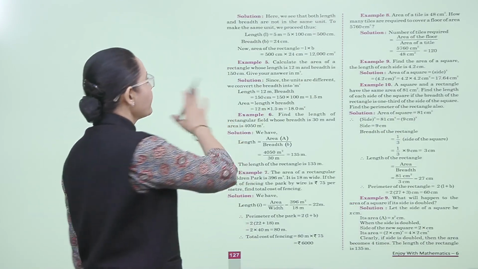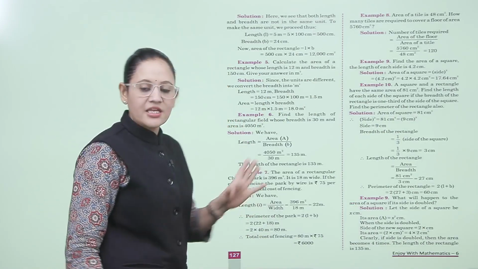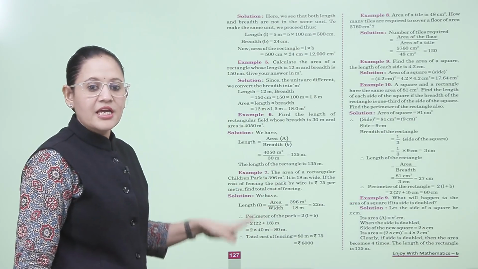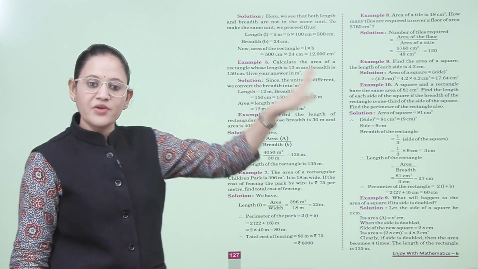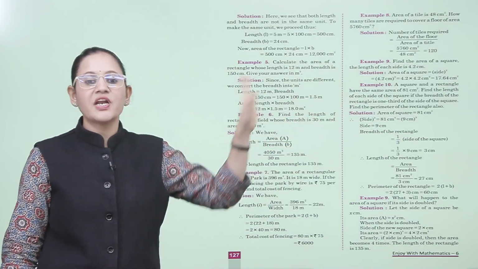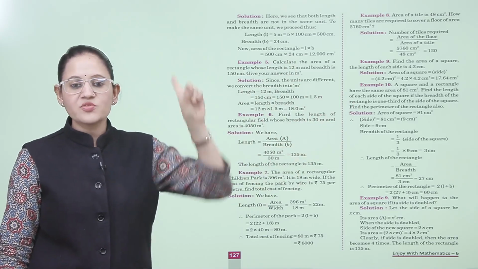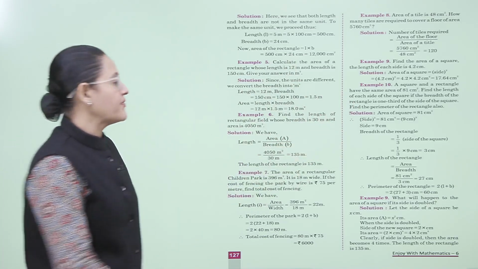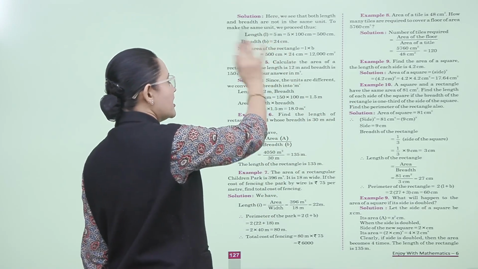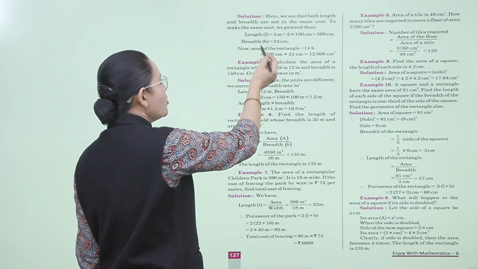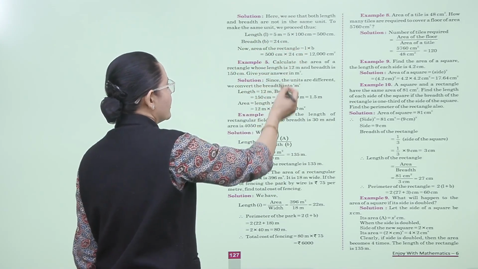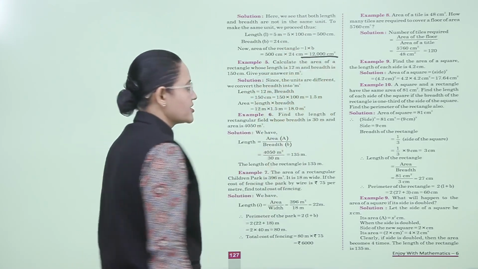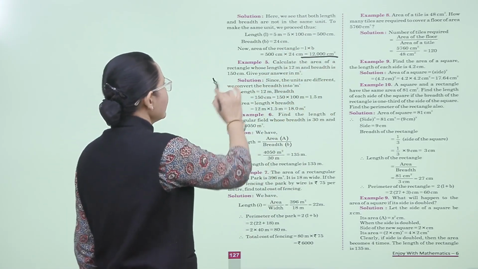So, here we know the area is equal to L into B. Here the length is 5 meters, so we will convert into centimeter because we have to give our answer in centimeter. 1 meter equals 100 centimeters. So, 5 into 100, 500 centimeter, and breadth is already in centimeter. So, 24 into 500, that is equal to 12,000 centimeter square. Clear?